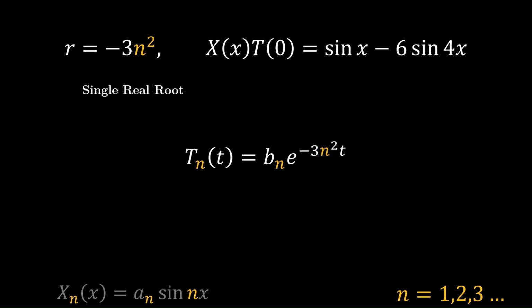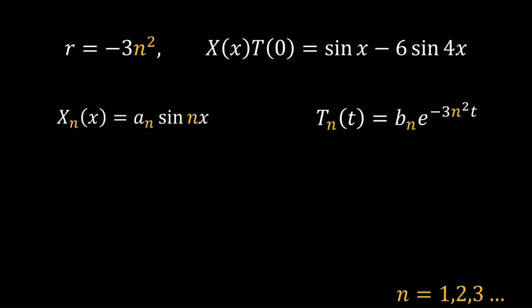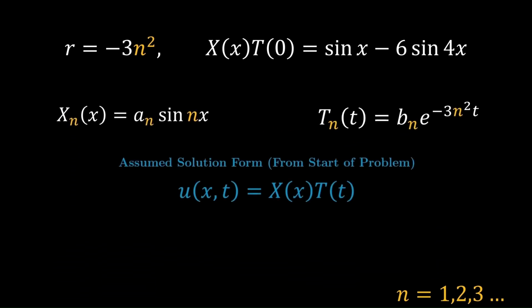We have now completed the procedures for determining T of t and X of x, and let's not forget, we have assumed our solution u(x,t) to be the product of these two functions. And like we mentioned before, each of these functions will be different depending on the value of n, therefore u(x,t) will also be different depending on the value of n, as denoted by u sub n. And so each u sub n is a solution to the original partial differential equation.